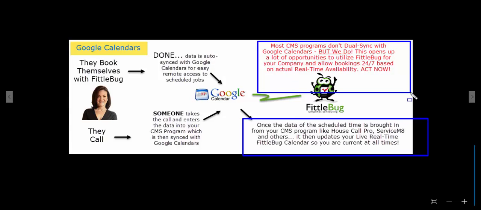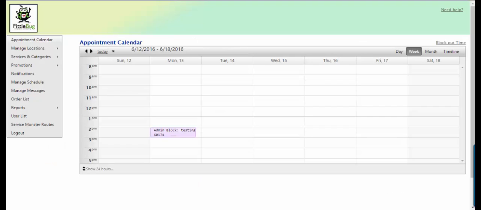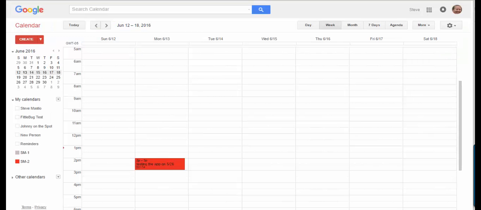So this opens up lots of opportunity for you to basically have people put it into the program of your choice. It then goes to Google Calendar, and we'll get it from there and update the online live version of FittleBug. This is what I'm going to show you live now. So I've gone ahead and hooked up one of our test model FittleBug sites to my personal Google Calendars account where I have multiple calendars, and I've synced up this one to connect.